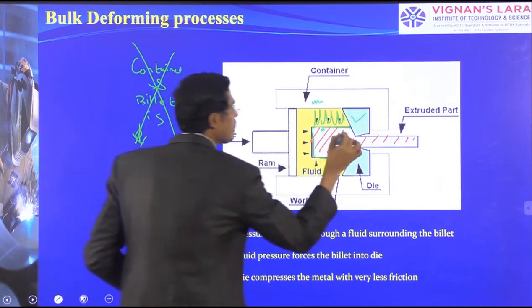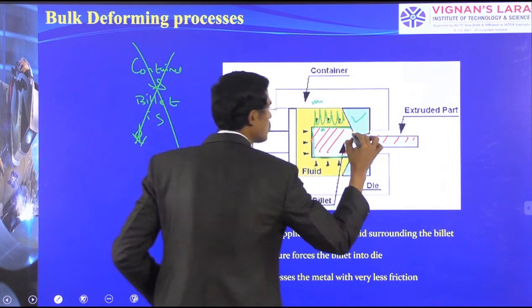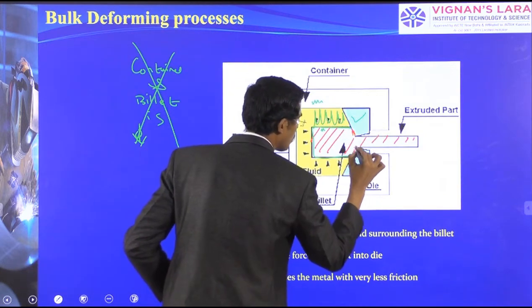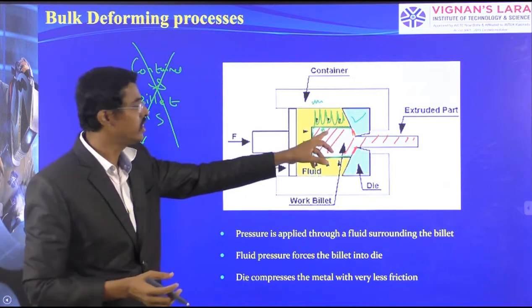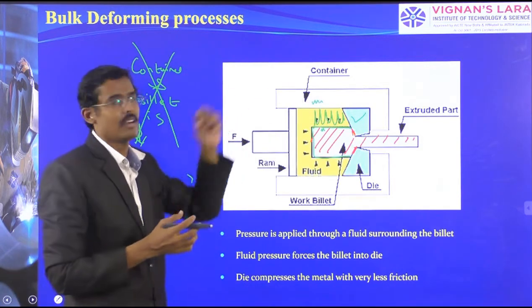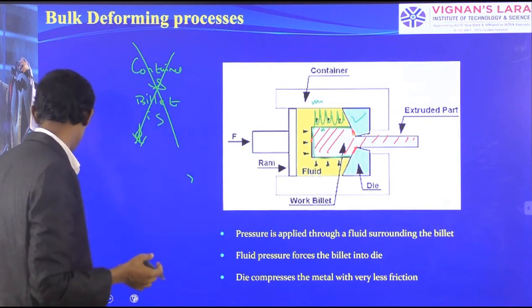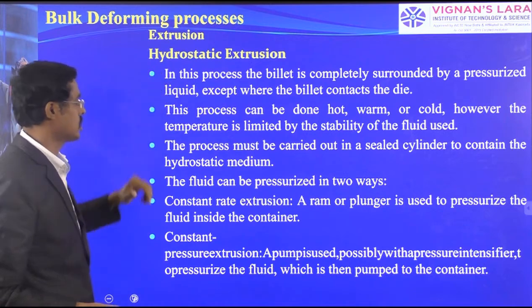The zone here is going to be in contact, this is in contact, this is in contact. So I am avoiding the friction contact of the billet and the container only through using hydraulic systems. So such examples can be done. So this is one. Now one more, hydrostatic system, the same.